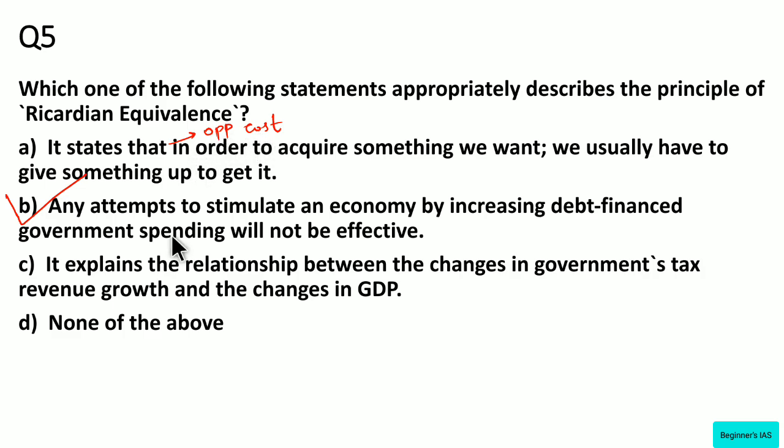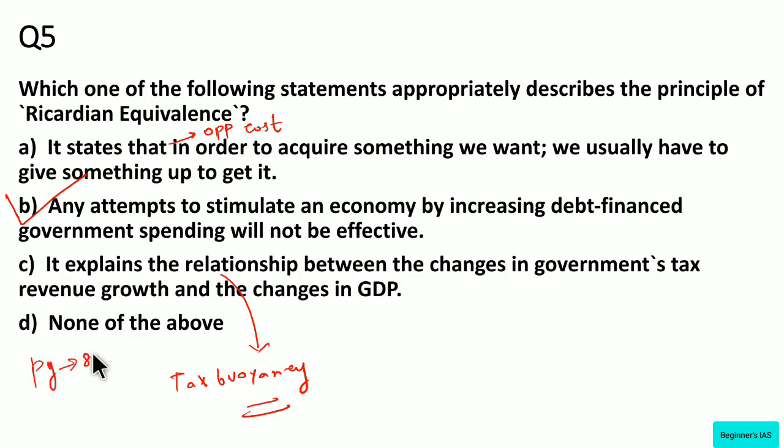What about statement C? This is also a very important concept. This is tax buoyancy. It explains the relationship between changes in government tax revenue growth and changes in GDP. It refers to the responsiveness of tax revenue growth to changes in GDP. When the tax is buoyant, its revenue increases without an increase in the tax rate. Therefore, this is related to tax buoyancy.